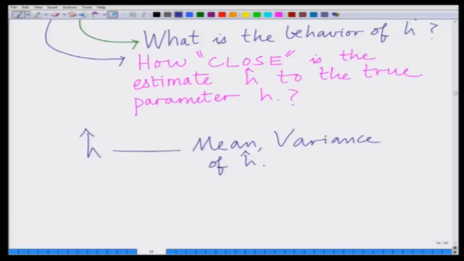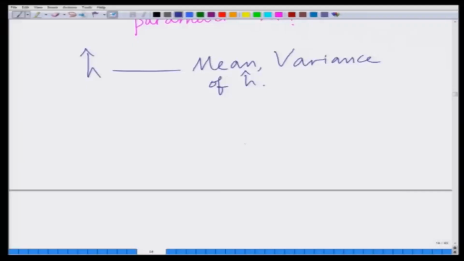To address what is the behavior of this estimate h hat, and also how close this estimate h hat is to the true value of the underlying parameter h, let us start by computing the mean and the variance of this random quantity, the estimate h hat, which is random in nature. For that, once again recall that h hat is the sample mean, h hat equals 1 over n summation k equals 1 to n yk. This is the sample mean.